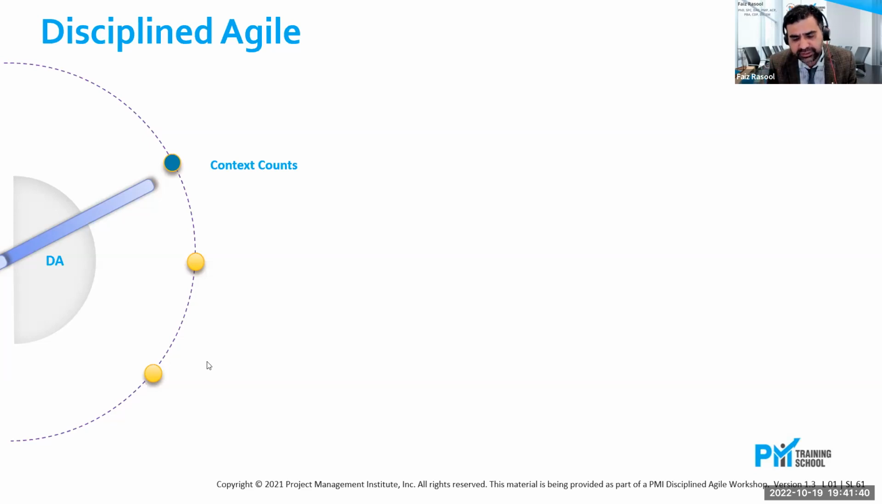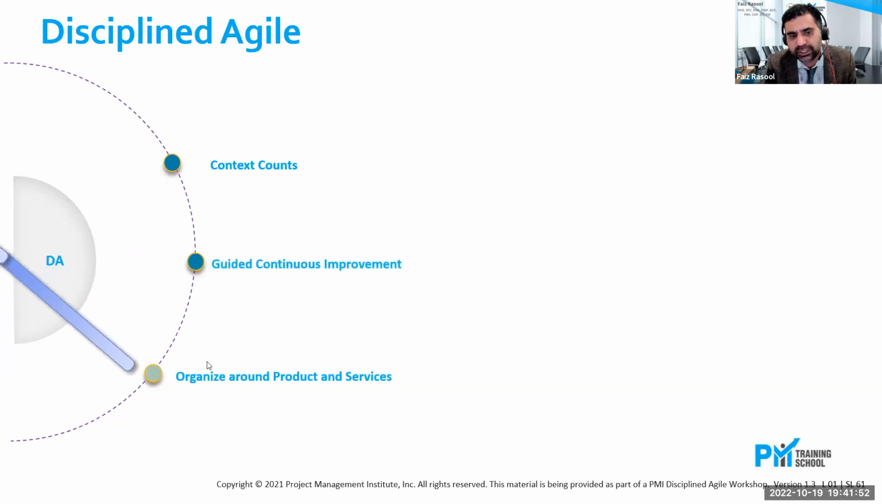There are many different mindset aspects of Disciplined Agile. I'm not going in depth on all of them, but in this example, I'm showing you three: context counts, guided continuous improvement, organize around products and services. There are many others. We will be talking about them later.